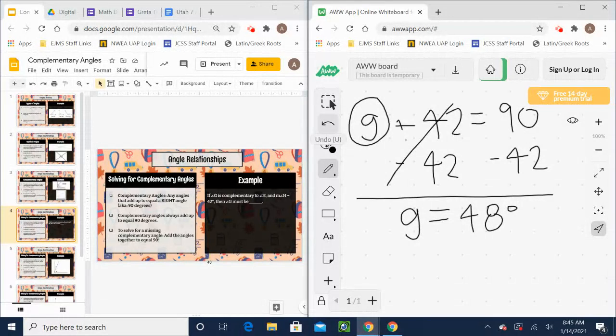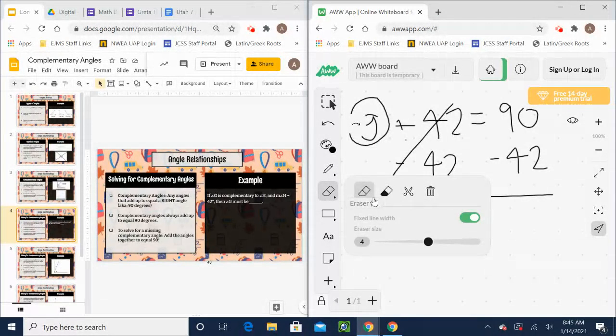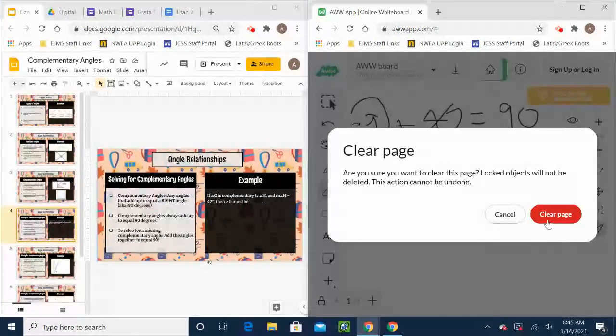Now, to self-check, if you want to, you can take this angle, add it to this angle, and see if you get 90 degrees. If you don't, you did something wrong, okay? So to recap, add them together, set it equal to 90, follow your equation steps, and solve, okay? So let's go on to this next one.